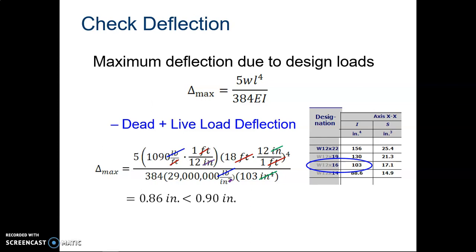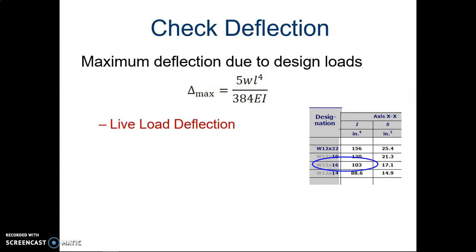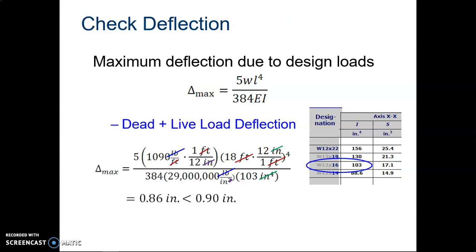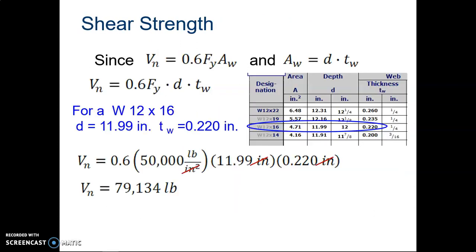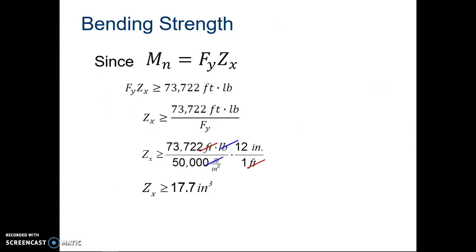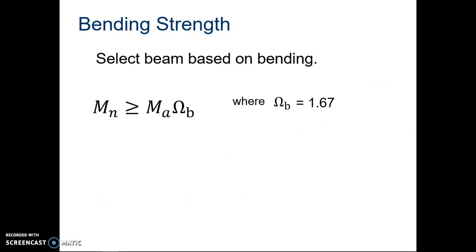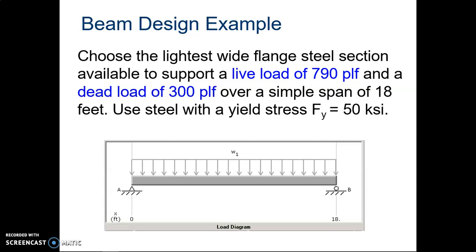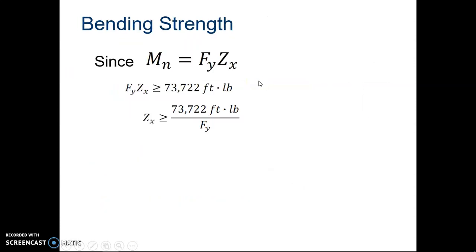So now we just have to check the deflection from the live load portion alone. We're going to do the same thing, only this time we're going to be doing the W as just the live load portion. Which, if we go back several slides, the live load was 790 PLF and the dead load was 300. Add them together is where we got the 1090. The live load portion by itself is a 790.